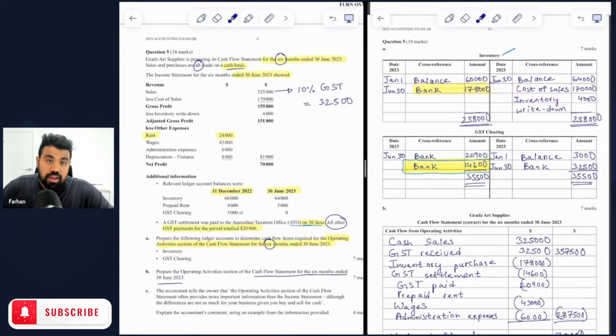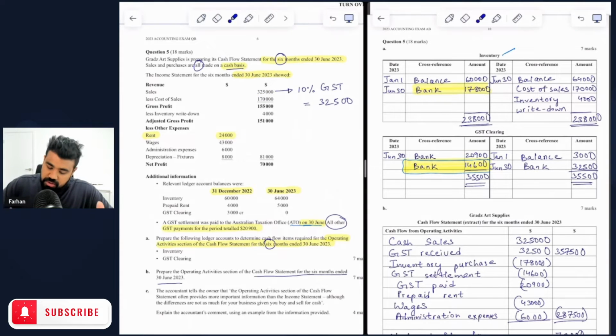So within the GST clearing account, on the credit side, for the period ending June 30, 2023, I've written bank, which refers to the collections of GST from customers in cash, and that is $32,500, which is what we have calculated by applying 10% to the revenue figure given in the income statement.